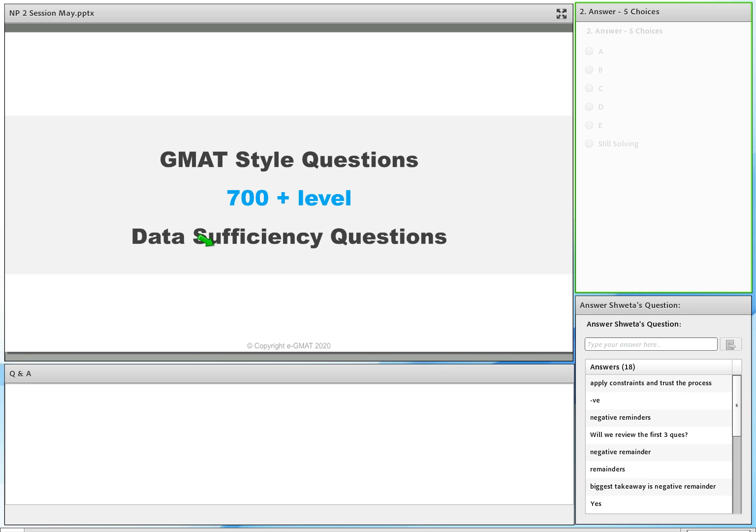We will review the first. Yes, we're going to do the first three questions now. Only if the final remainder is negative, we convert. Yes, yes. Biggest takeaways, negative remainders. Perfect.